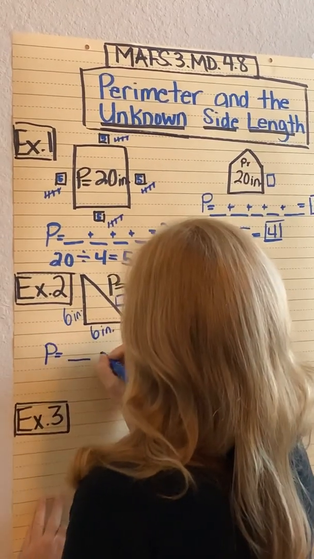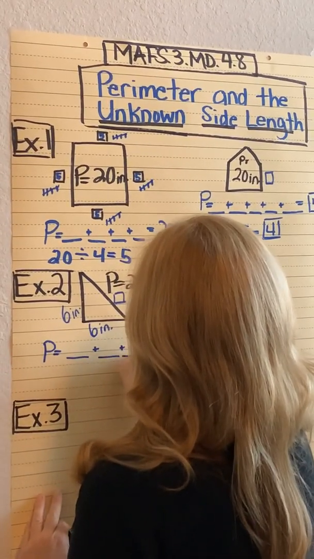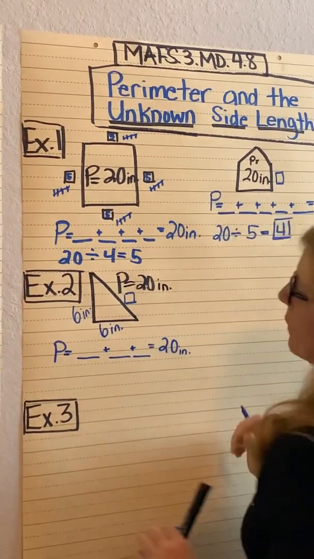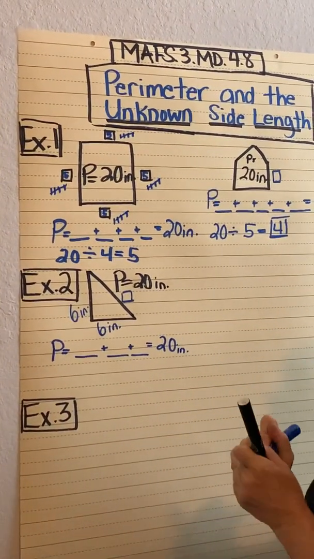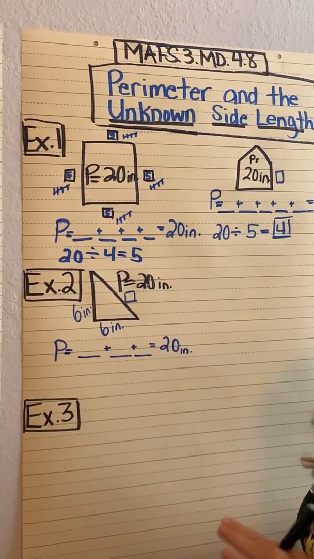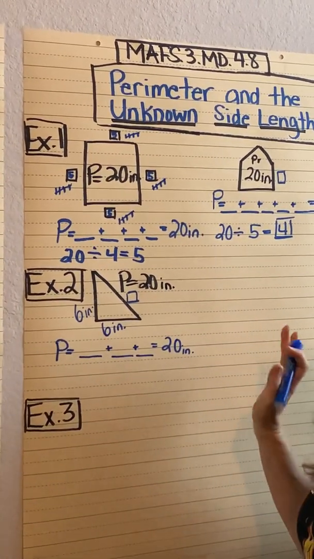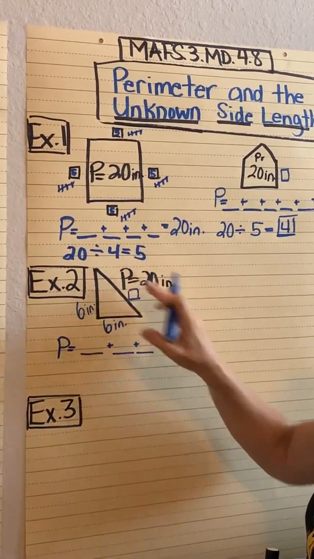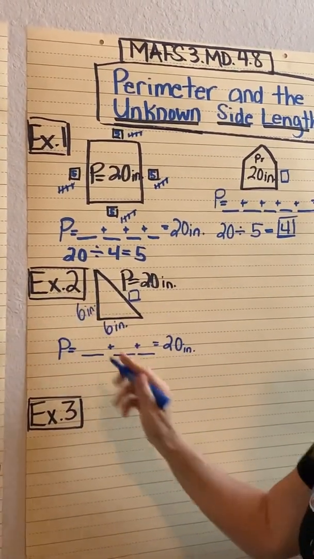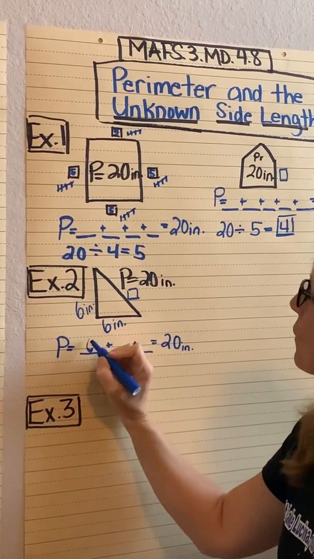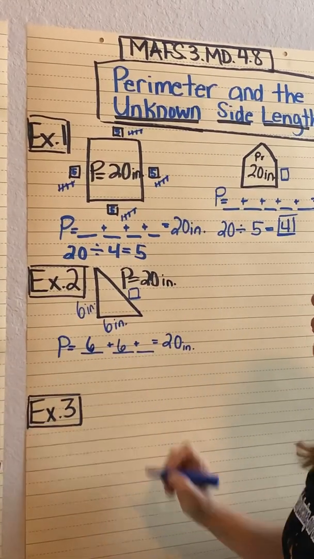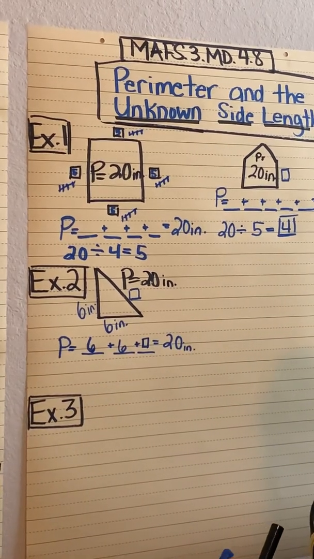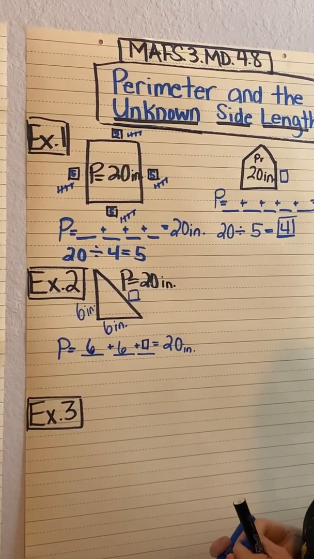So I will say side 1 plus side 2 plus side 3, and we're going to have that equal to our 20 inches. Okay, so when we're dealing with an unknown, we always start with filling in what we do know. And what we know is our total is 20. We said that right here. And we know we have a 6-inch side length and a 6-inch side length, and we have an unknown.